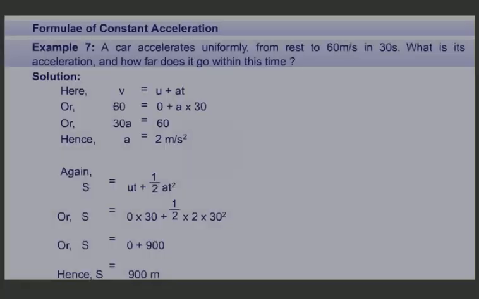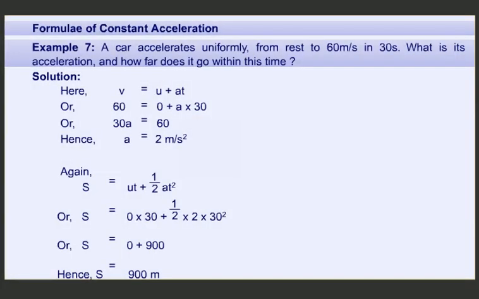Now let us look at some examples. In the first example, the problem says a car accelerates uniformly from rest to 60 meter per second in 30 seconds. What is its acceleration and how far does it go within this time?